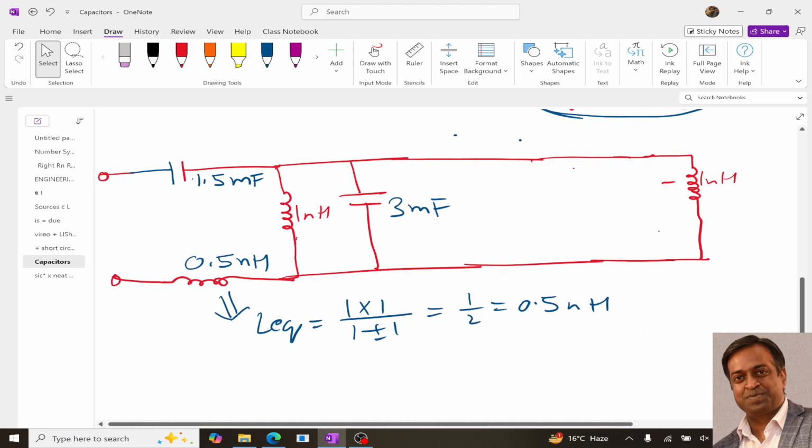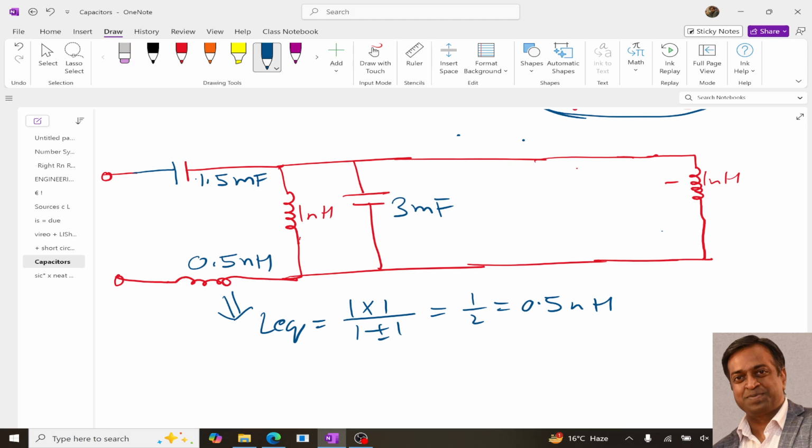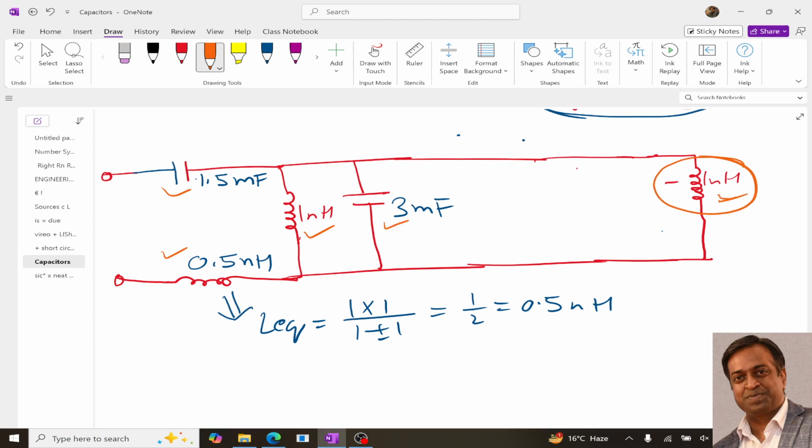And now this is our reduced form. This is our reduced form, having one capacitor over here, one inductor over here, one inductor over here, one this, one this. Now we can further reduce it. You can see this inductor and this inductor, they are in parallel.